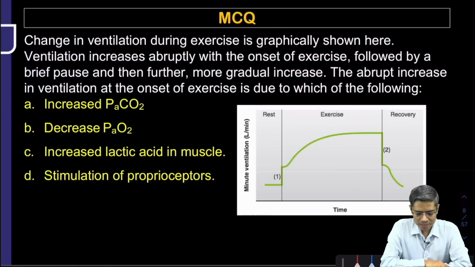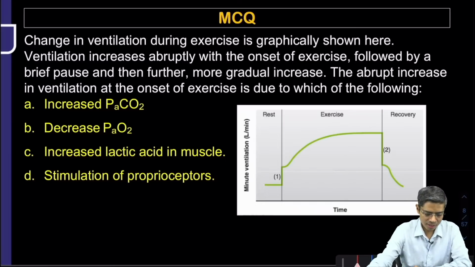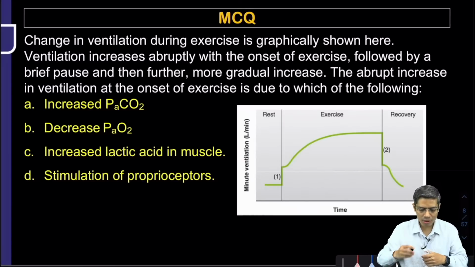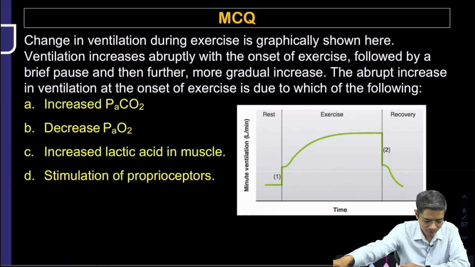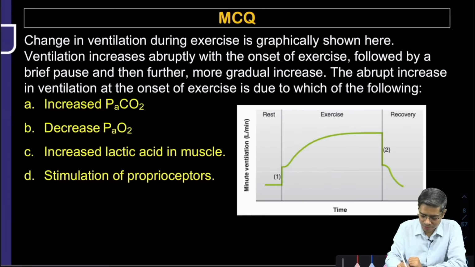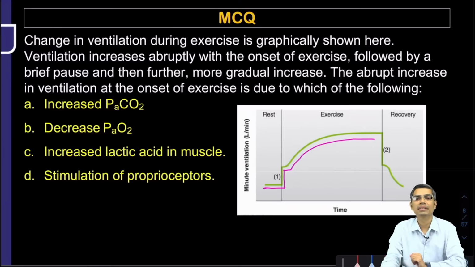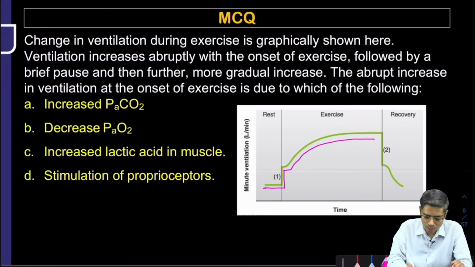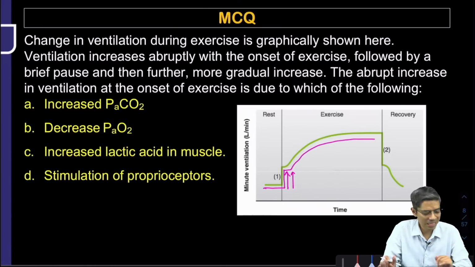Change in ventilation during exercise is graphically shown here. Ventilation increases abruptly with the onset of exercise, followed by a brief pause and then a more gradual increase. This means a typical description of this graph has been given here. So, this is the resting condition, no exercise, then a rapid increase, then a pause, then a gradual increase. This is the typical thing, right? And they are asking what is the cause of this rapid increase of respiration at the onset of exercise.